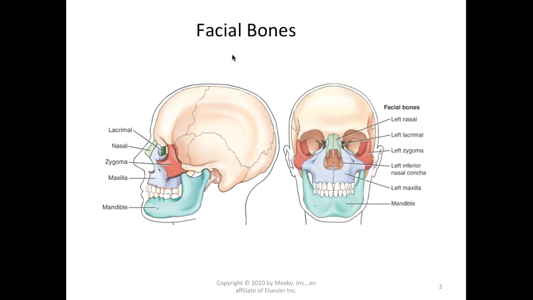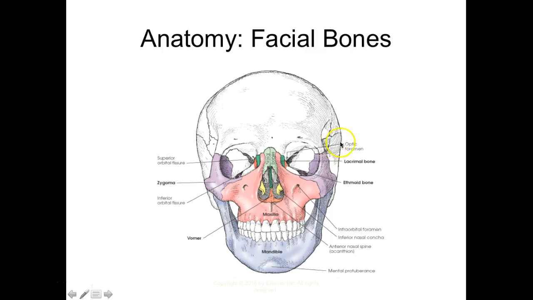So if we're looking here at the facial bones, I always start over here. So we have the left nasal, so this is left, that's the right. We have the left lacrimal, the left zygomatic, the left inferior nasal concha, the left maxilla, and here's your mandible. So here's your mandible, your maxilla, your zygoma, your nasal bone, and your lacrimal bone deep in there. Okay, we have your optic foramen, your lacrimal bone, your ethmoid bone deep in there. We have the infraorbital foramen with your inferior nasal concha. We have the superior nasal spine, or what we refer to as the canthion.